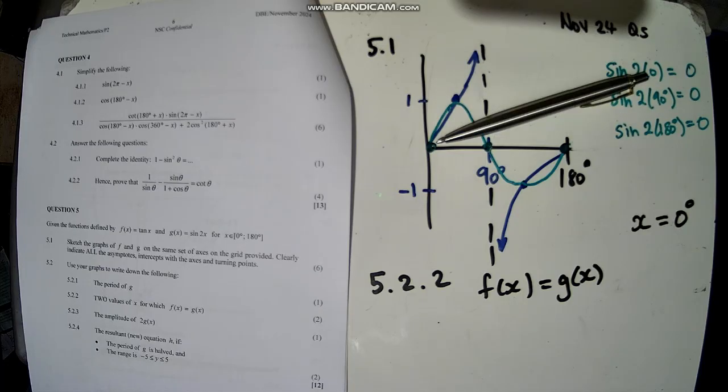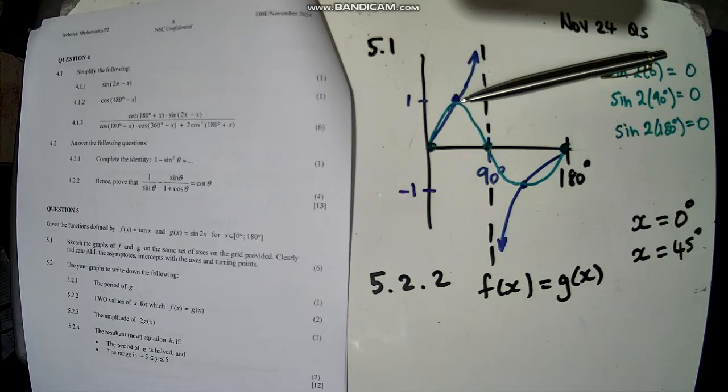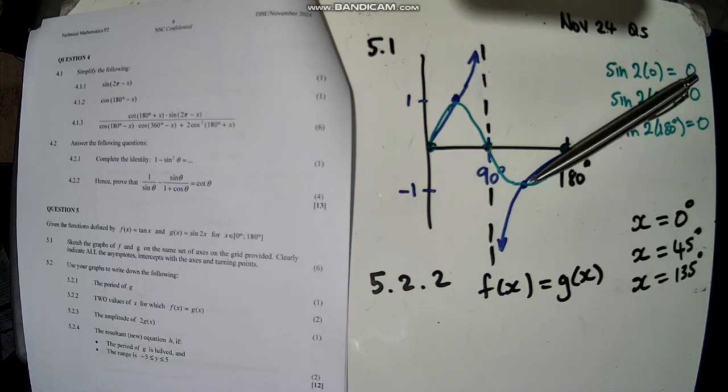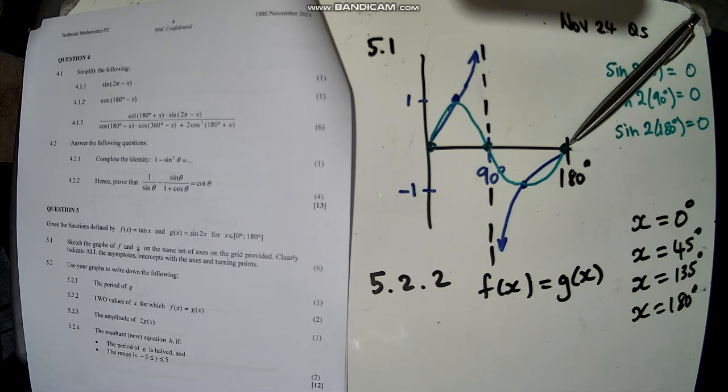So at x is equal to 0, we can clearly see the two graphs are equal at that point. At x is equal to 45, the two graphs are equal at that point. At x is equal to 135, the two graphs are equal at that point. Also, at x is equal to 180, the graphs are equal there at that point.